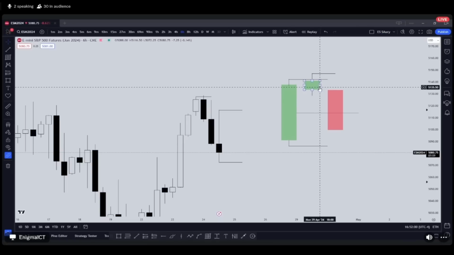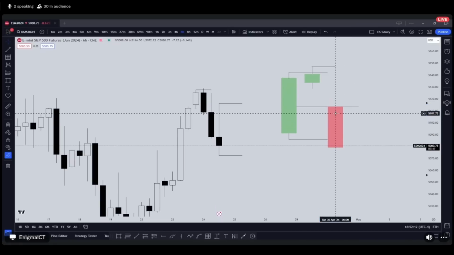So when this happens, I will never enter on the manipulation candle, because this is the manipulation candle, and I will wait till the next candle pops up, the third candle, which will distribute and which is fast as well, right?